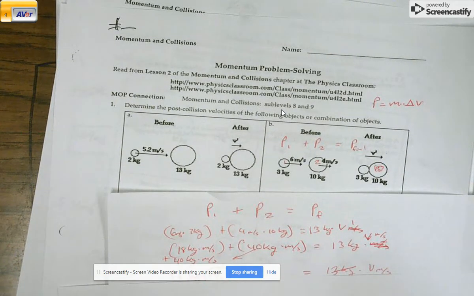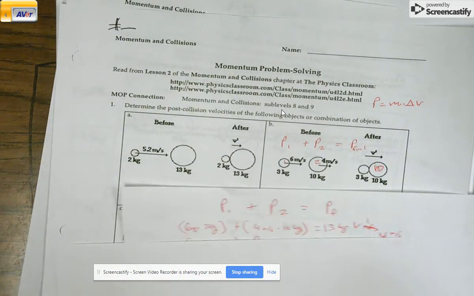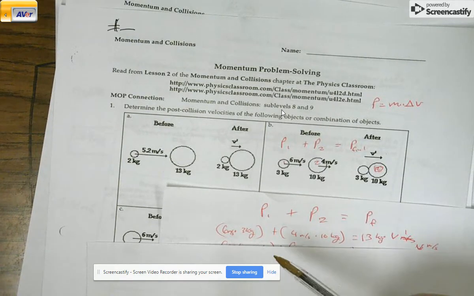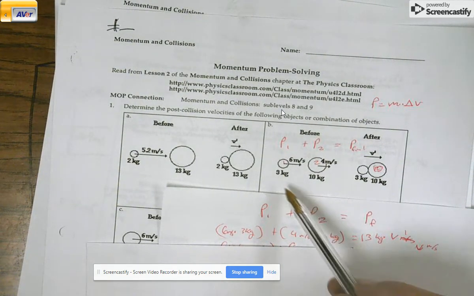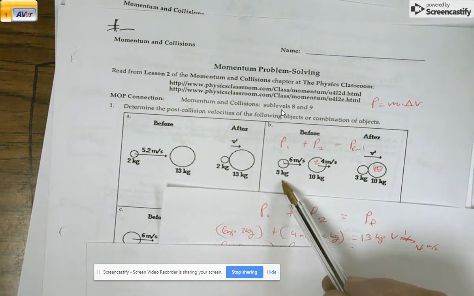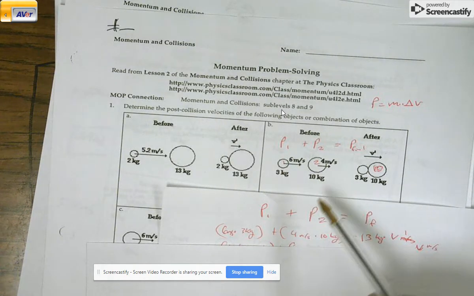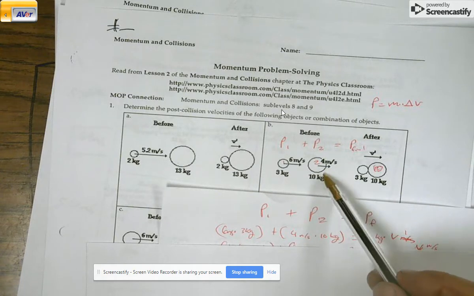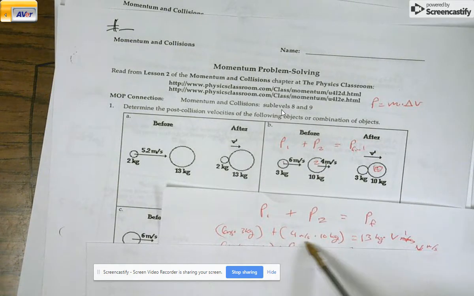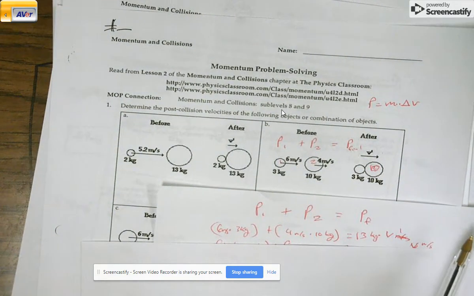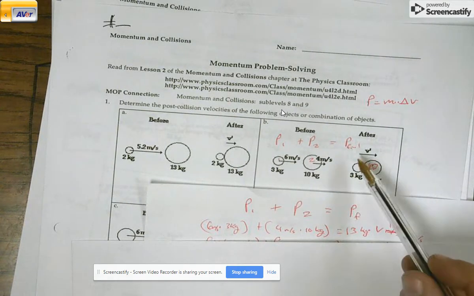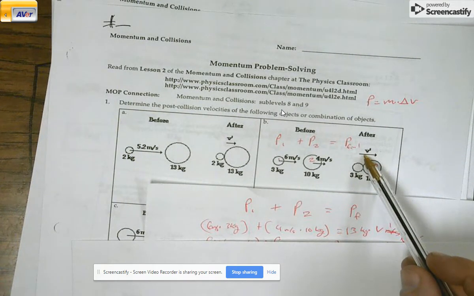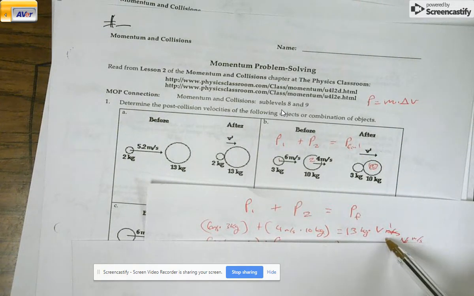Okay, so part B, we have 6 meters per second times 3 kilograms, plus 4 meters per second times 10 kilograms, and I put both of those in parentheses. It's going to be equal to 10 plus 3, so 13, times whatever this velocity is here. So we just called that v prime.